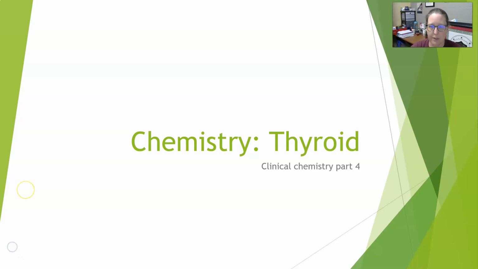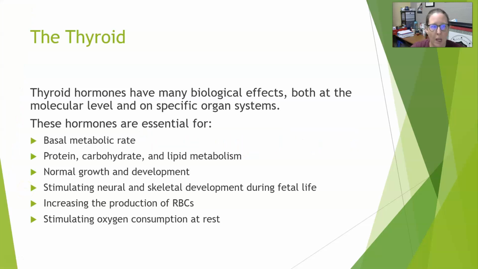We are going to look at the thyroid and thyroid testing. So thyroid hormones have many biological effects. They work at the molecular level and they work on specific organ systems. They are essential for setting your basal metabolic rate, which is tied to and drives the consumption and metabolism of proteins, carbohydrate, and lipid. So this is what your body does with the proteins, carbs, and lipids that you ingest.